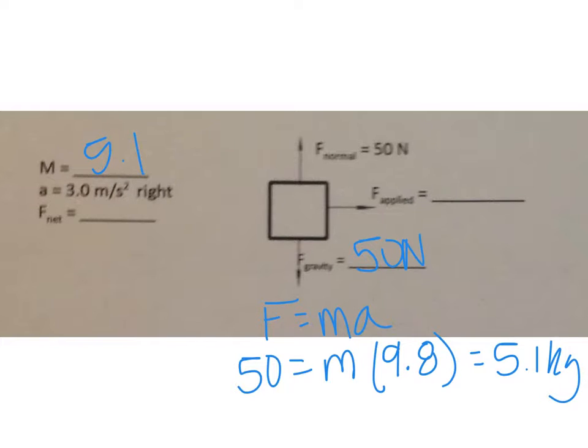So that is 5.1 kilograms, sorry, 5.1 kilograms. And then you can use that information to find your net force by multiplying those two numbers. So 5.1 times 3 is going to give you 15.3 newtons, and that is going to the right, as our acceleration tells us. So since we do not have a force opposing our applied force, that applied force is going to be the same as your net force, right?